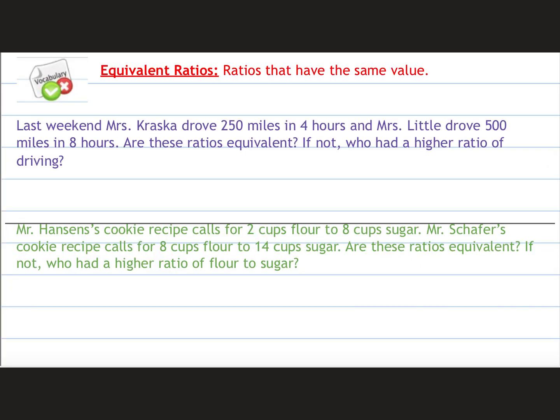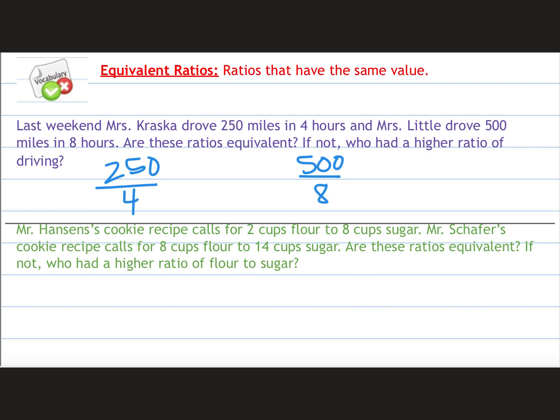All right, next we have equivalent ratios. This is ratios that have the same value. So an example here, last weekend, Miss Kraska drove 250 miles in 4 hours and Miss Little drove 500 miles in 8 hours. Are these ratios equivalent? And if not, who had a higher ratio of driving? So first, I'm gonna write them as fractions. I'm gonna write my number of miles over hours for Miss Kraska and then miles over hours for Miss Little.